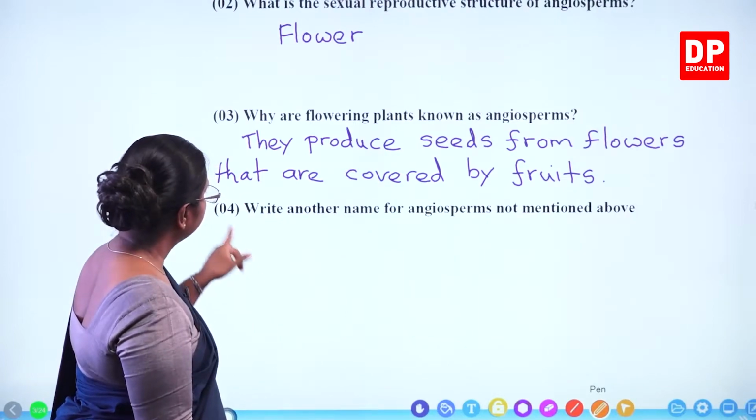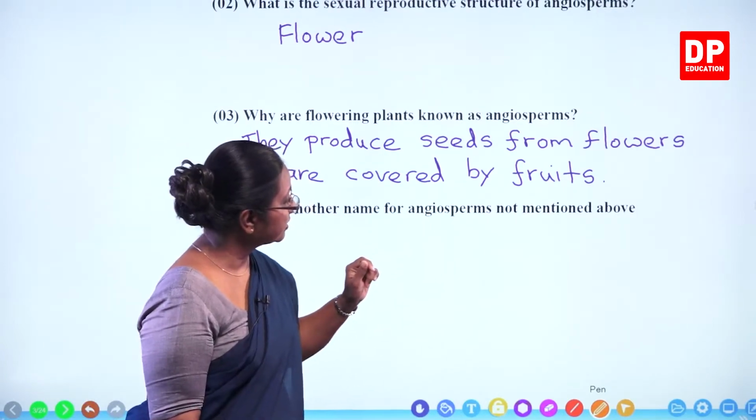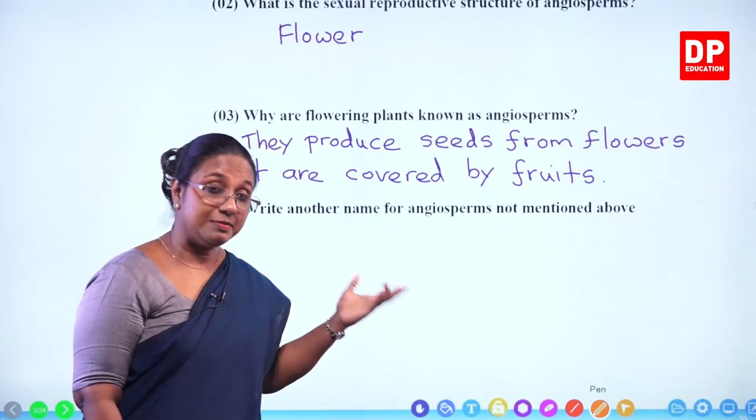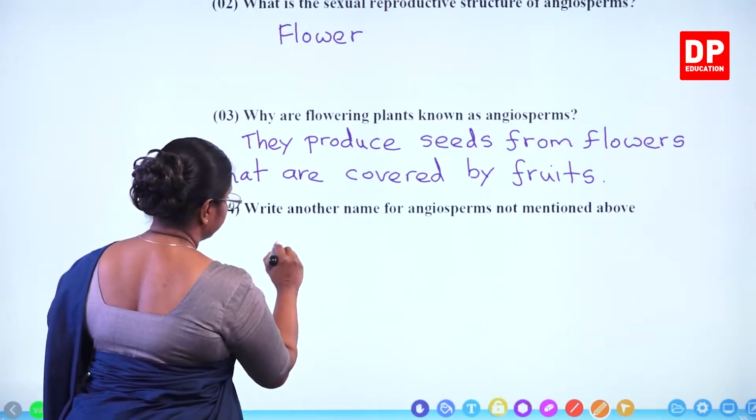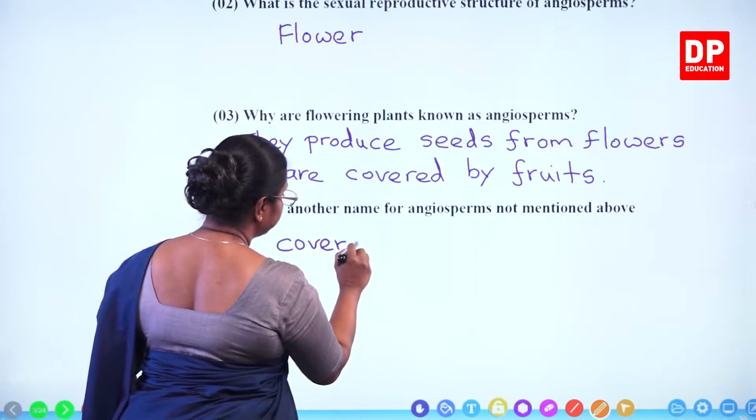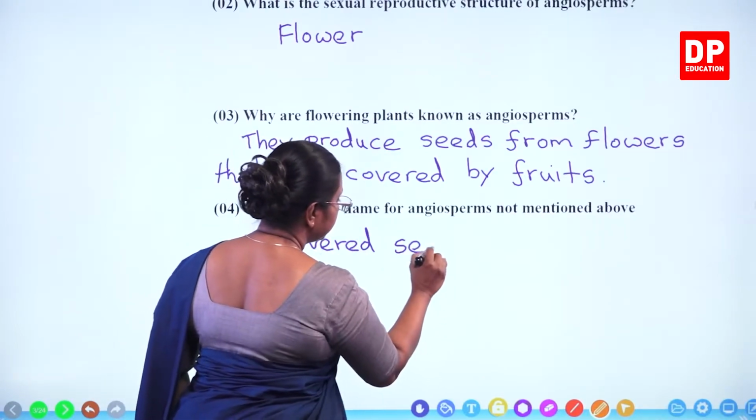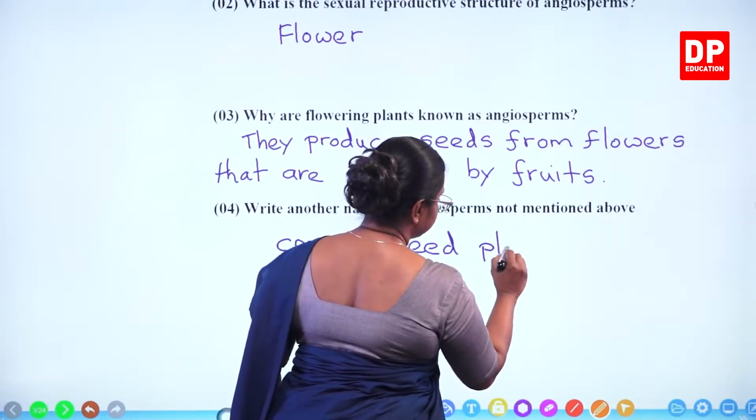The last part. Write another name for angiosperms not mentioned above. I mentioned this before. They are known as covered seed plants.